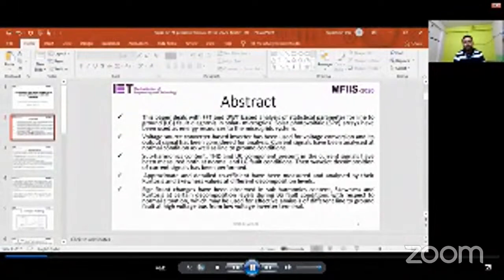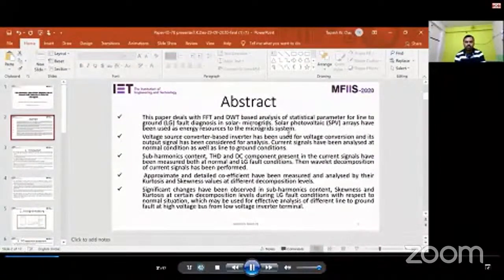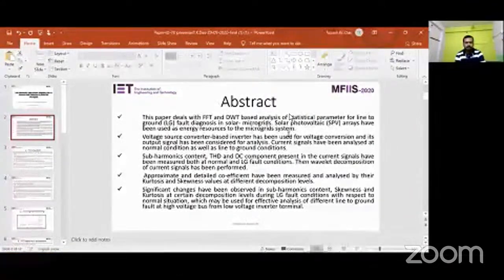Subharmonics content, THD and DC component present in the current signals have been measured both at normal and LG fault conditions. The approximate and details coefficients have been measured and analyzed by their kurtosis and skewness values at different decomposition levels. Significant changes have been observed in subharmonics content, skewness, and kurtosis at certain decomposition levels during LG fault conditions with respect to normal conditions.